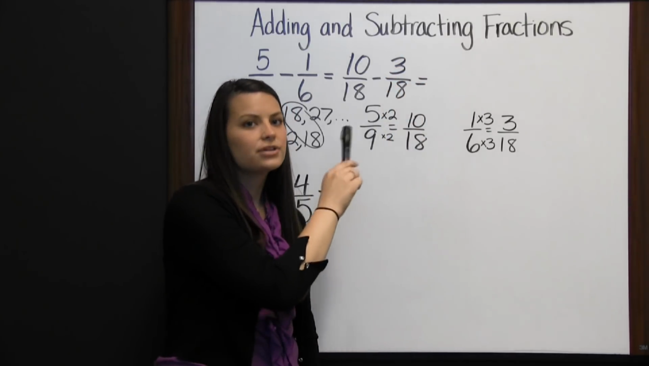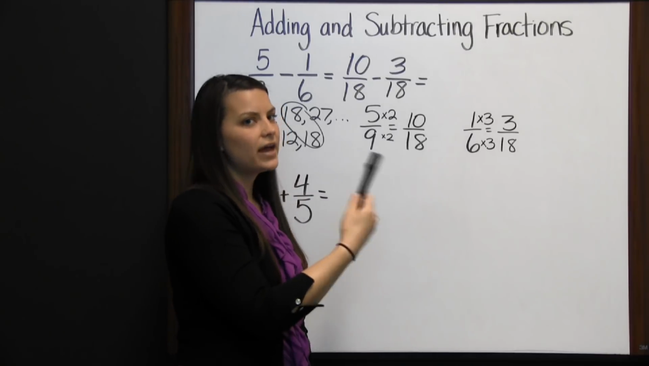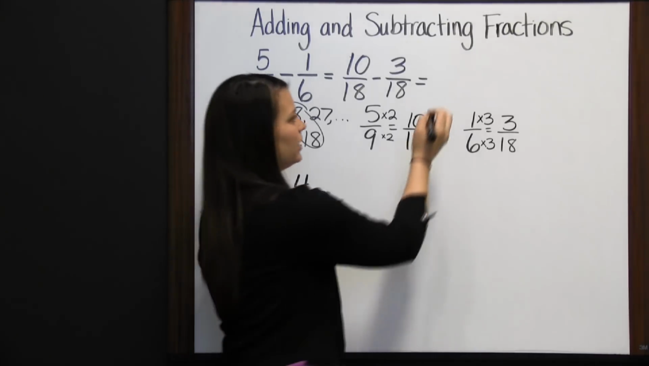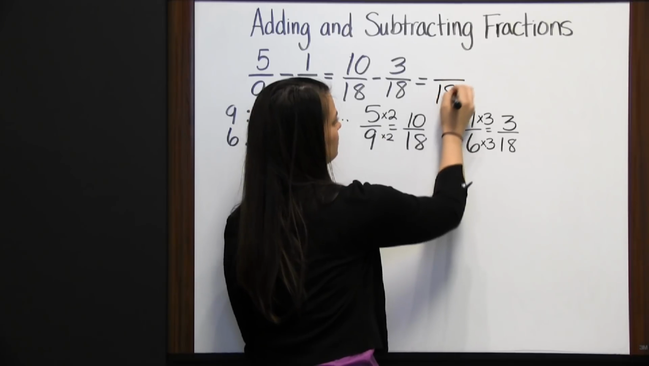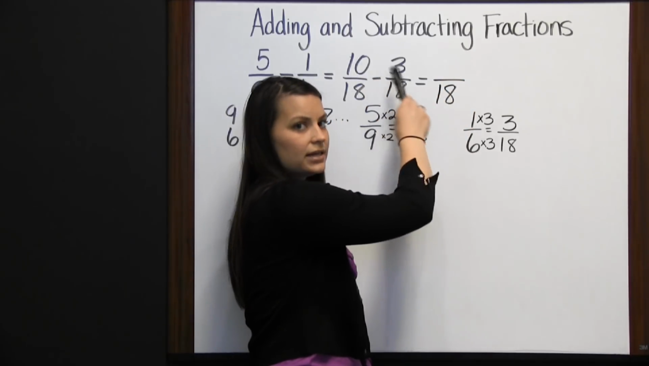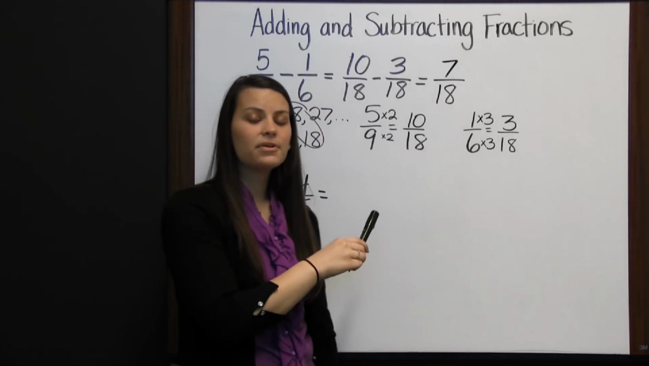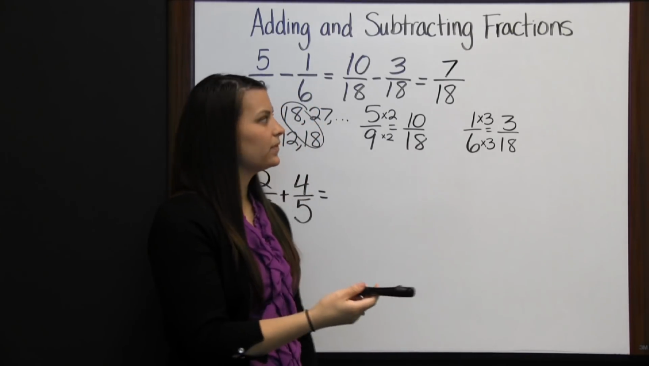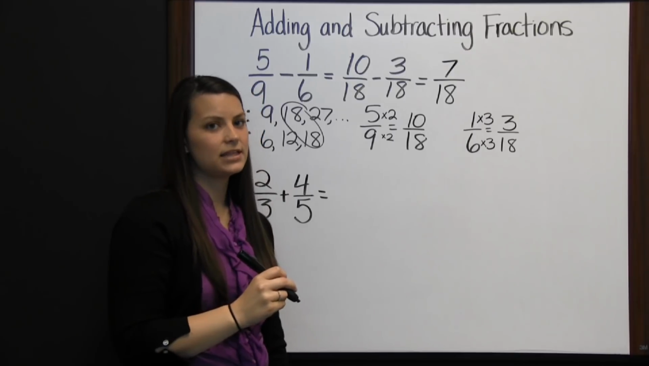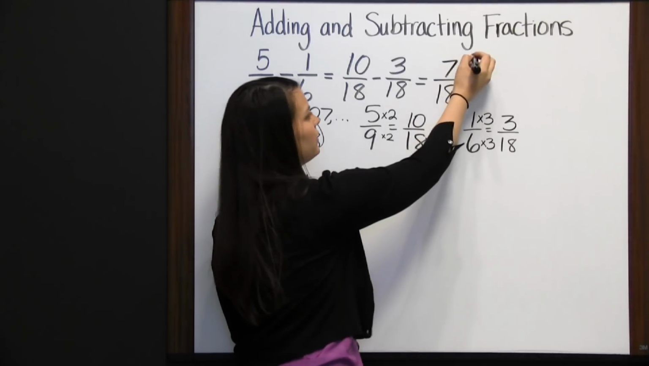Now we just subtract our numerators and put that difference over our denominator of 18. 10 minus 3 is 7. Then, if you can simplify the result, you should. But in this case, 7/18 cannot be simplified, so that's our answer.